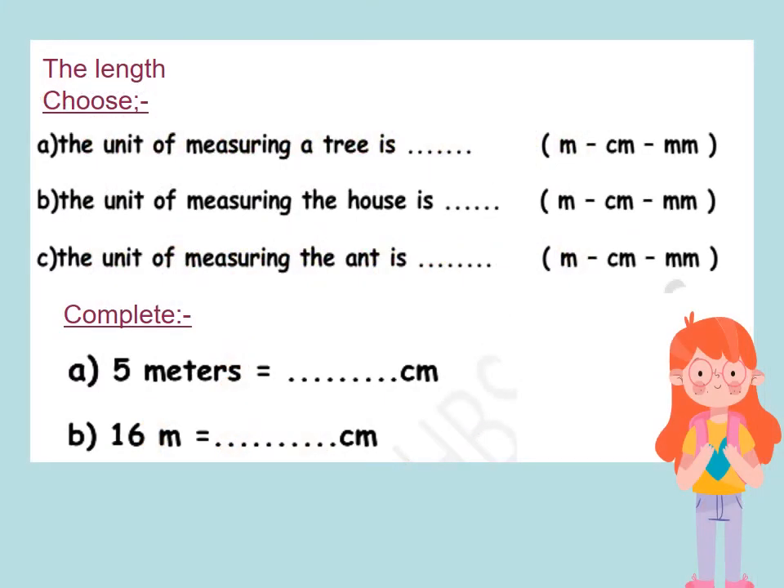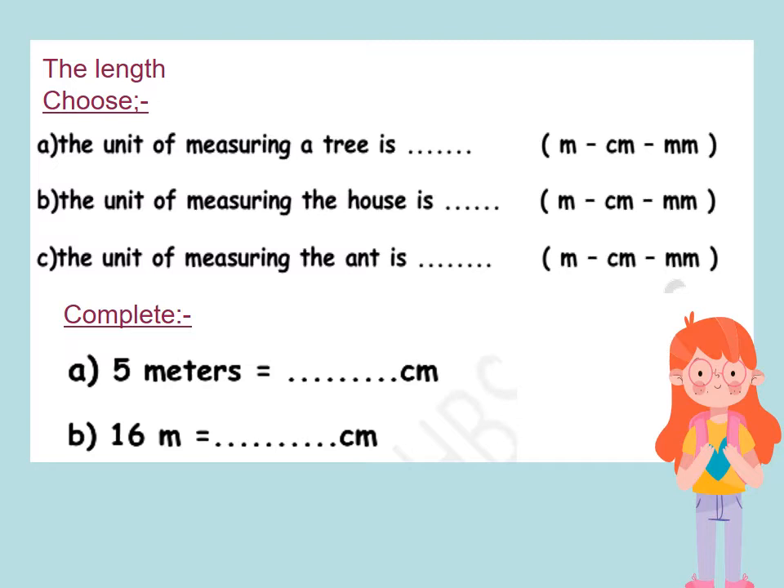Okay, Primary 3, let's go to another lesson. The length. How can we measure the length of any object? We use 3 measuring units to measure the length of objects. Meter, centimeter, and millimeter. We use the meter in measuring the large or long objects. And we use the centimeter to measure the small or the short objects. And the millimeters with the tiny or extra small objects.